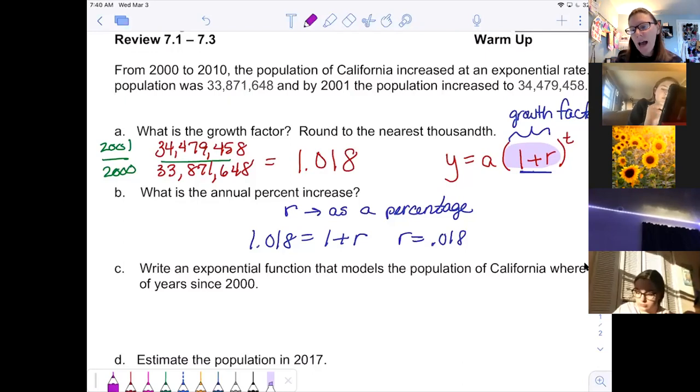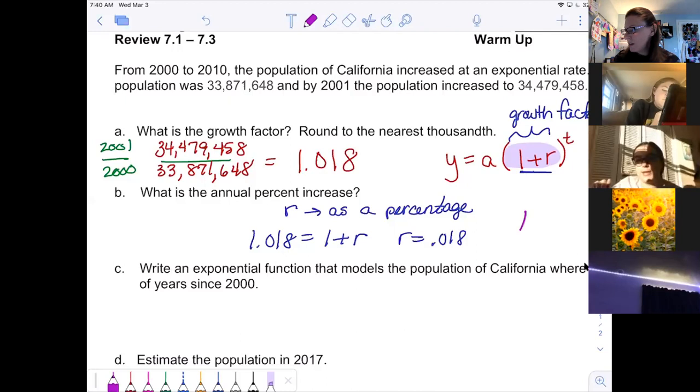So Ava, R, as a percentage, what is 0.018? What would be our rate as a percentage? 1.8%. Excellent, 1.8%.